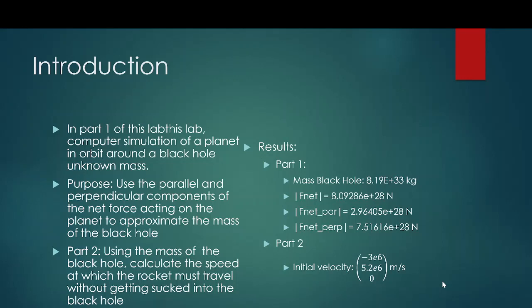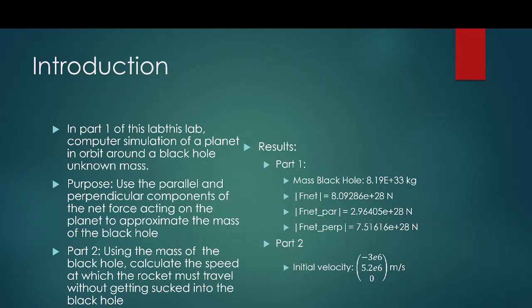There were two parts of this lab. In the first part of the lab, a computer simulation of a planet in orbit around a black hole was used to approximate the mass of the black hole. This was done by using the perpendicular and parallel components of the net force and comparing that with the gravitational force to approximate the mass.